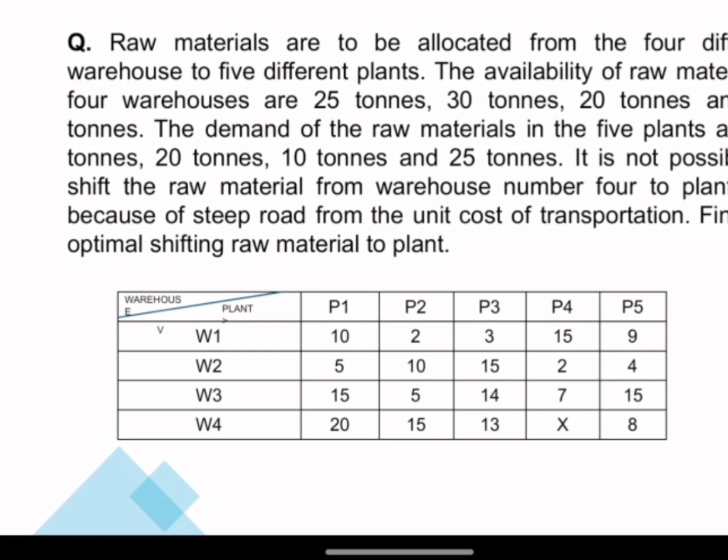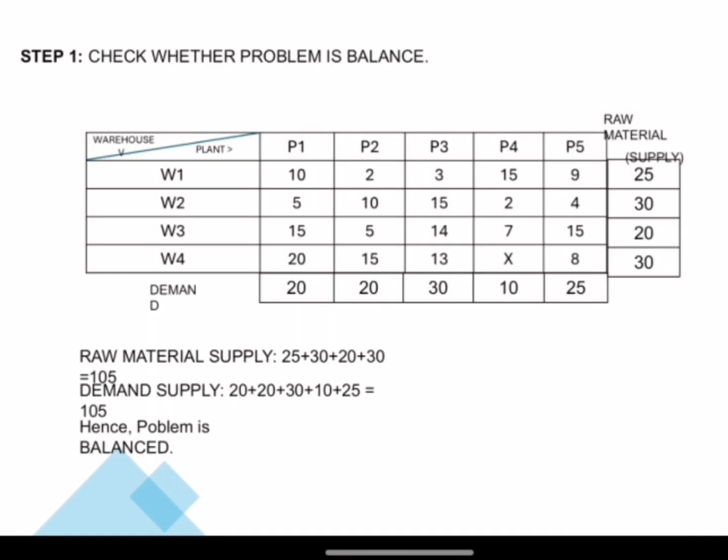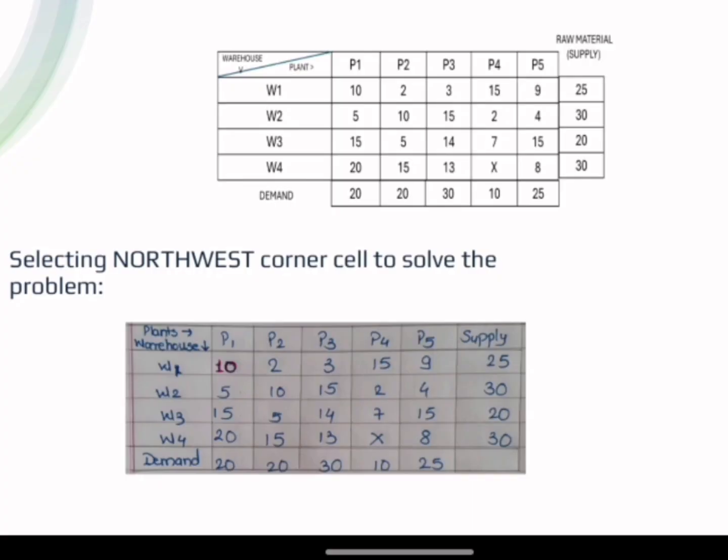So the first step is to check whether the problem is balanced or not. To check this, we have to add all the demands and all the raw material supplies. That is, the summation of supply is equal to the summation of demand. Here both are 105, hence the problem is balanced. Next, we are going to select the northwest corner cell to solve the problem. In this given matrix, the northwest corner cell is P1 and W1, that is 10. So let's see how to solve.